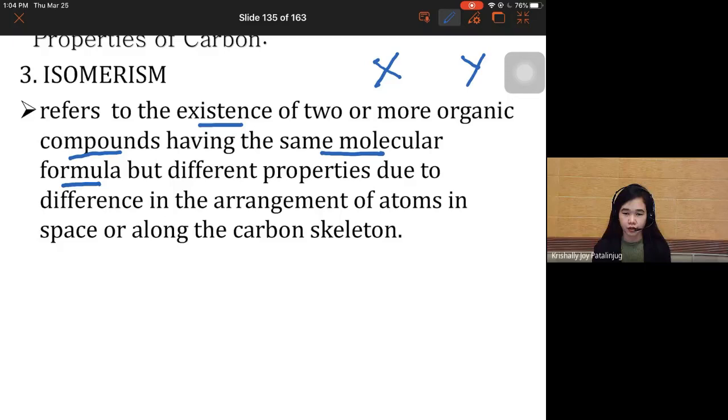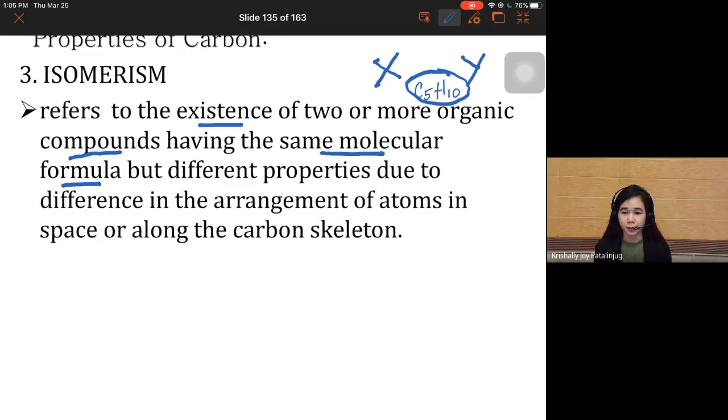For both of the molecules, they have the same number of carbon. Let's say, for example, they have 5 total carbon atoms and 10 total hydrogen atoms. Okay? So, same yung formula nila. Ito yung formula. Okay? General formula. Yan yung ibig sabihin ng formula, ha?